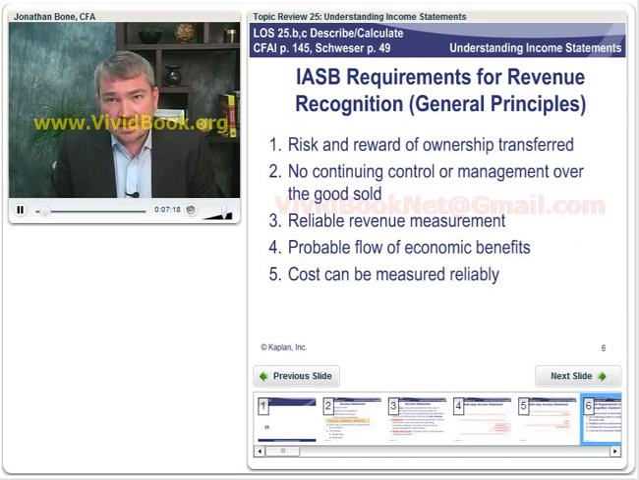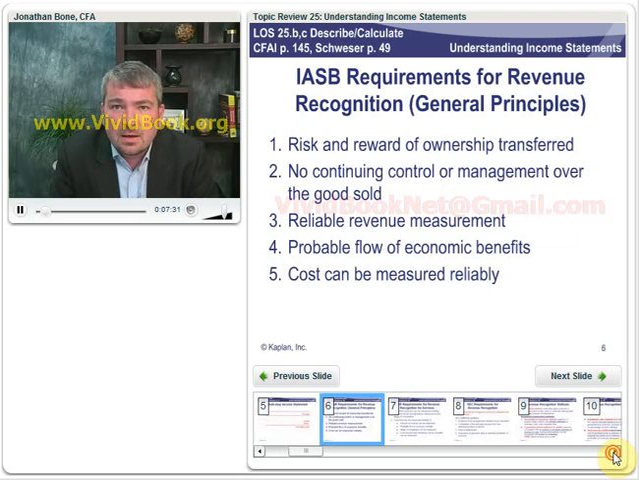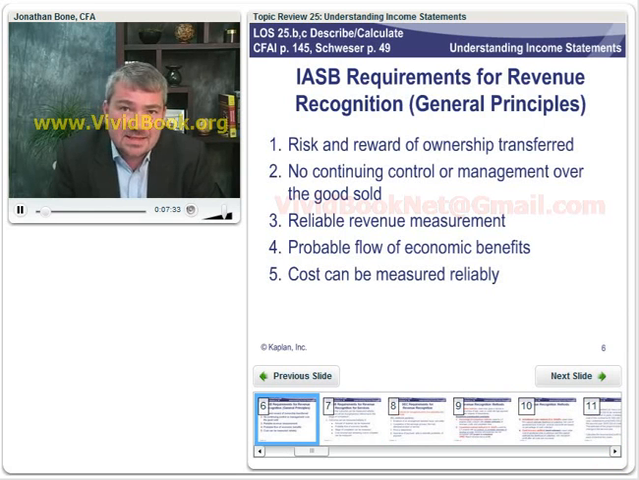Our next learning outcome now comes up, and it asks us to describe the general principles of revenue recognition, and it also asks us to be able to calculate revenue. So we've got some calculate LOSs popping up now. Okay, so first of all, let's start off with international accounting standards and look at the requirements in order to record a sale.